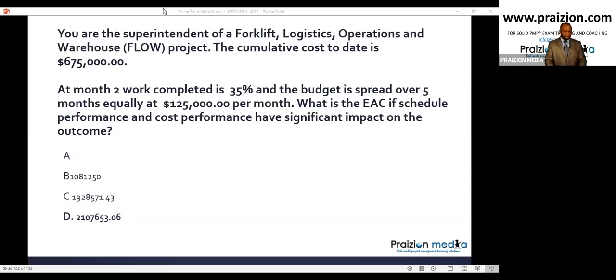Here we go. It says you are the superintendent of a forklift logistics operations and warehouse flow project. The cumulative cost to date is $675,000. At month 2, work completed is 35%, and the budget is spread over 5 months equally at $125,000 per month. What is the EAC if schedule performance and cost performance have significant impact on the outcome?